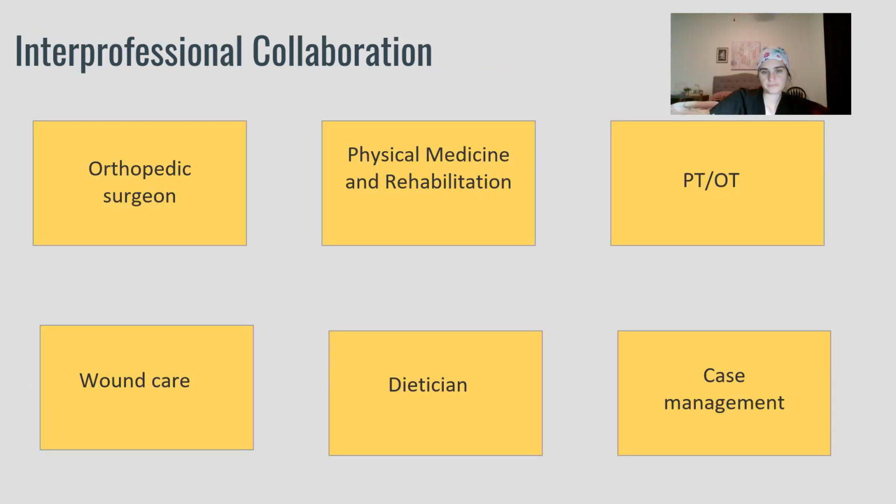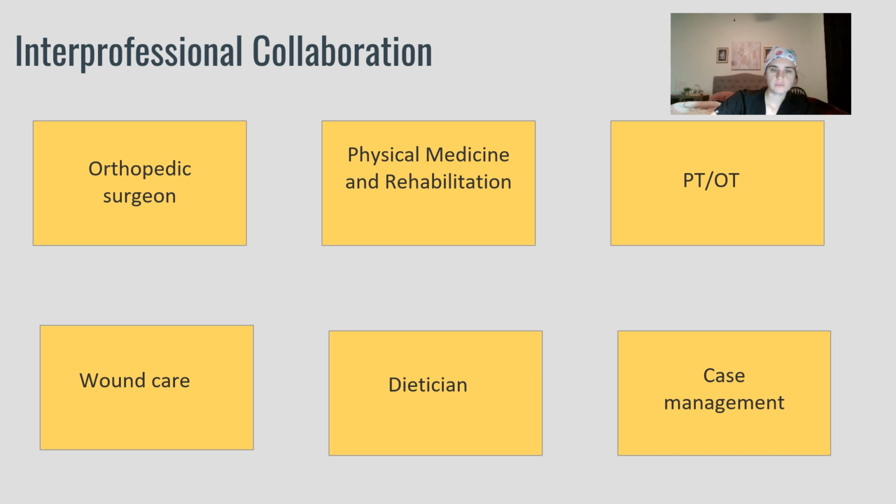Moving on to interprofessional collaboration of compartment syndrome, you will often have your orthopedic surgeon, the one who does the fasciotomy. You'll often have physical medicine and rehabilitation, especially if someone's been amputated, they need really intense rehab. PT and OT for splinting, trying to gain their independence back, mobility, strength. They're involved heavily with these patients.